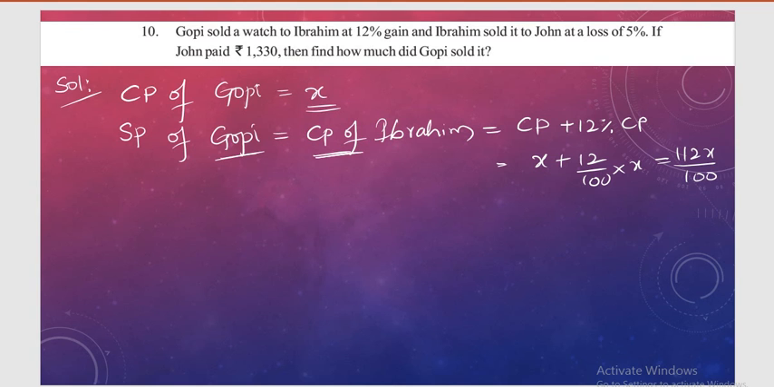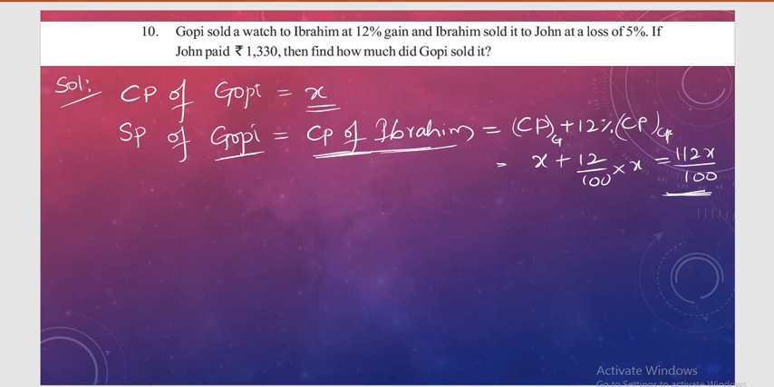So this is nothing but the cost price of Ibrahim. Here, this is nothing but the cost price of Gopi. Okay. So this is nothing but the cost price of Ibrahim. Now what did Ibrahim do? Ibrahim sold it to John at a loss of 5%.